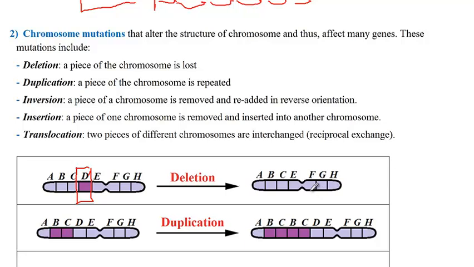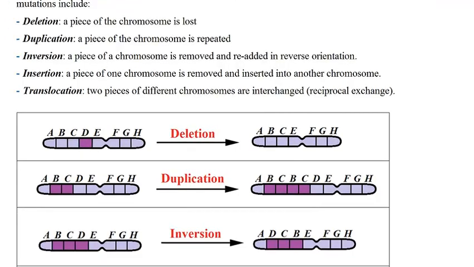So part of the chromosome is deleted. Alternatively, there could be a duplication and part of the chromosome duplicates. So here in this example, BC duplicates and we have two BCs right here. Another type of chromosome mutation is called inversion, where part of the chromosome is removed and re-added in reverse orientation. And here is an example for you. BCD is now changing in the direction DCB, and that's an example of inversion.